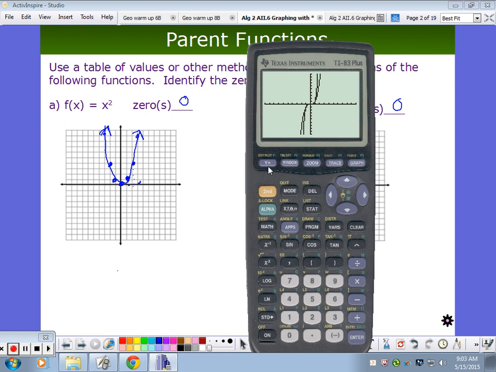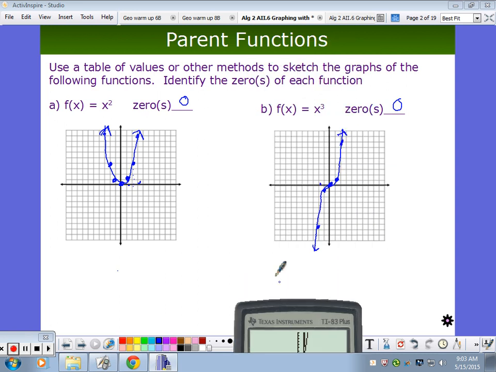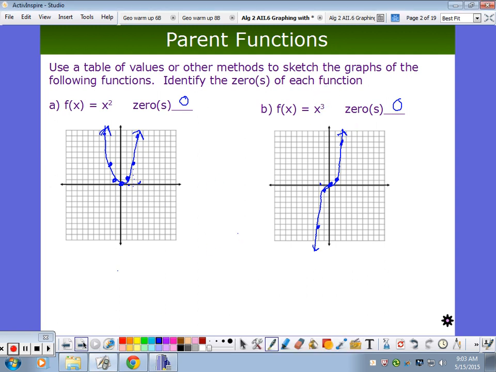What do you think is going to happen with x to the seventh? Yeah, right, we're going to get that similar looking thing, maybe slightly narrower. So it's nice to know what these parent functions look like. So anytime you have something to an even power, it kind of looks like this, and anytime you have a parent function to an odd number, it kind of looks like that. 0 at 0. Interesting.